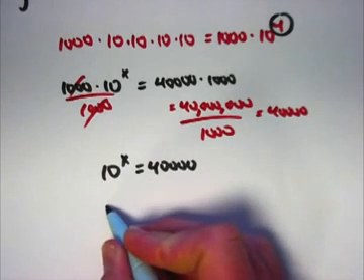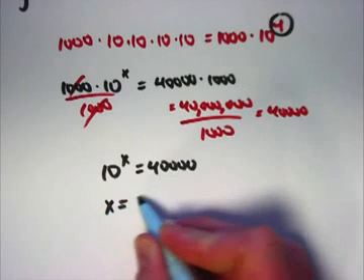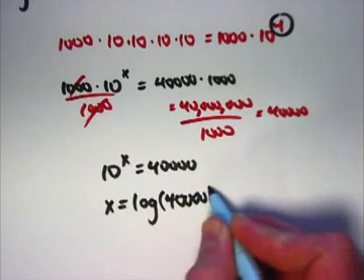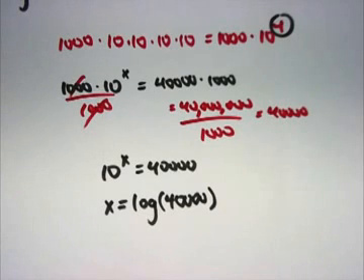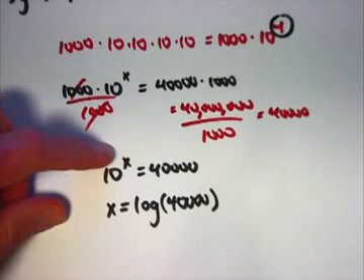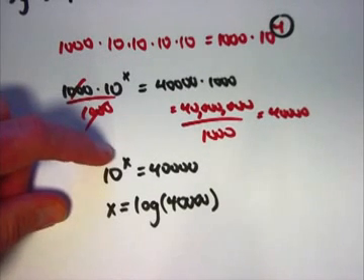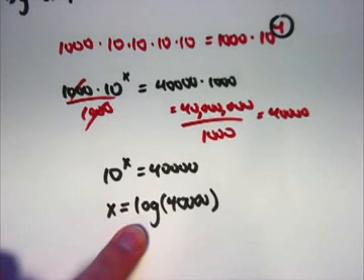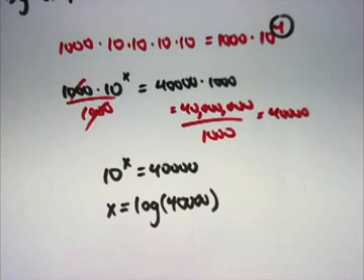You would write this notationally as x equals log of 40,000, and take note of the way that I said that as well. The x, the unknown that I want to solve for in this equation, the unknown exponent, symbolically it's written this way, and you say x equals the log of 40,000.